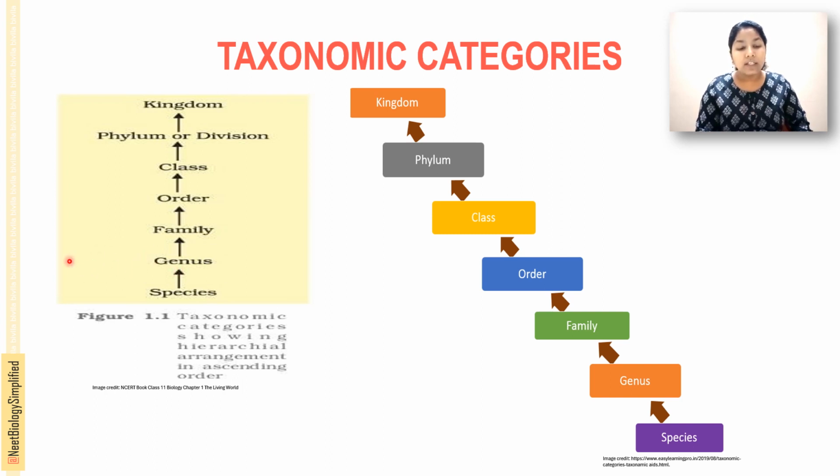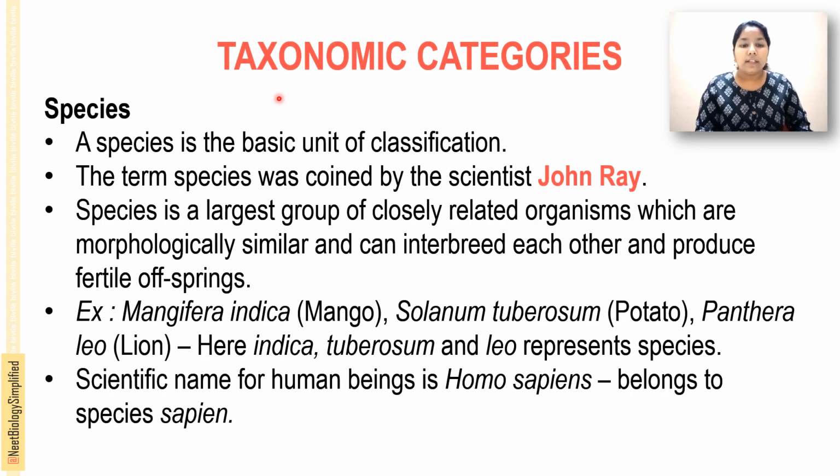That species has special features. As we go to the higher level or higher category, their similarities keep decreasing. That is, as the category increases, similarity decreases. The first category is the species. A species is the basic unit of classification, or the basic rank of classification.